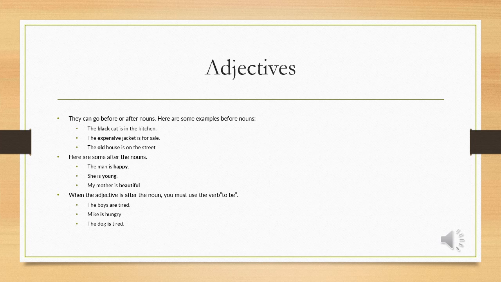Here are some examples after the noun. The man is happy. Man here being the noun. She is young. Young here is the adjective, she is the noun. My mother is beautiful. However, note that when you're using the adjective after the noun, we must be using the verb to be. So that's is, am, are. The boys are tired. Mike is hungry. The dog is tired. Or you could have the dogs are tired. Okay, so remember we must use to be if your adjective is after the noun.